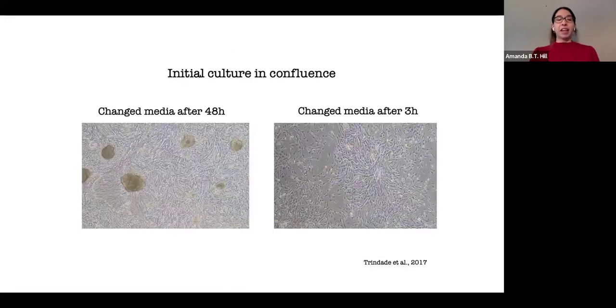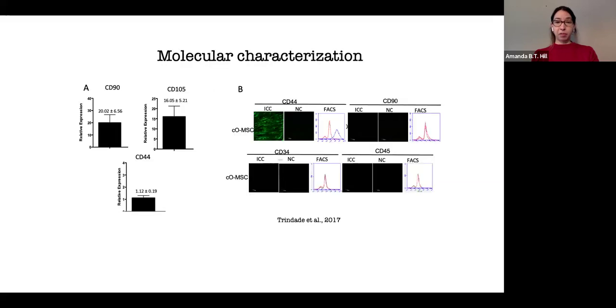So following 48 hours of culture, we can see the mesenchymal stem cells will start growing, and due to this 3-hour selection procedure, the resulting population is more homogeneous, as we can see in this figure. Here we see cells reaching confluence, and we can observe the fibroblastic-like morphology. And the cells also display a typical MSC molecular profile, as we can see here.